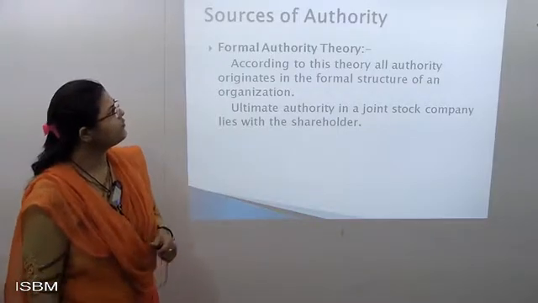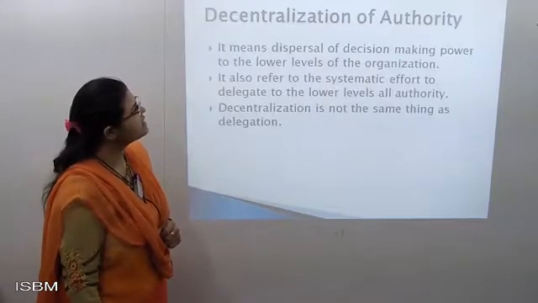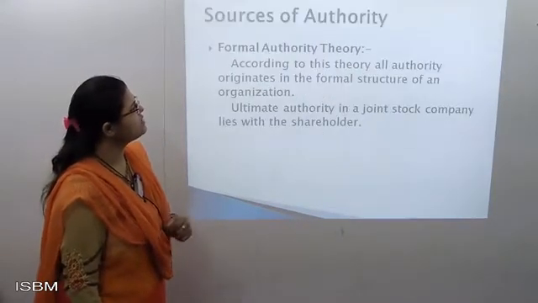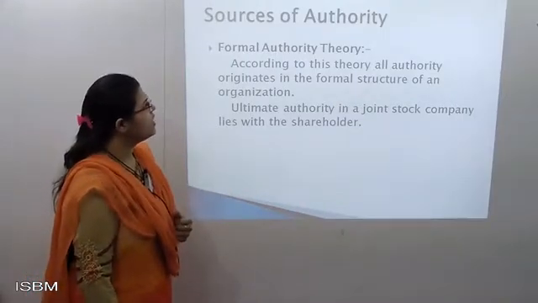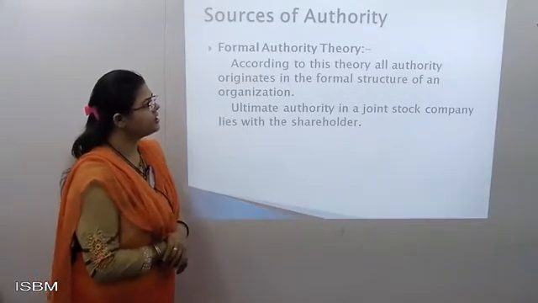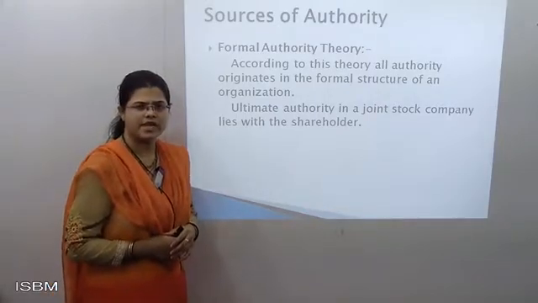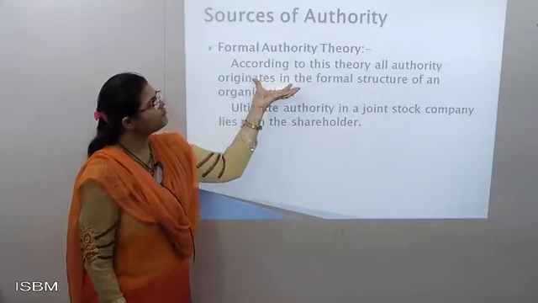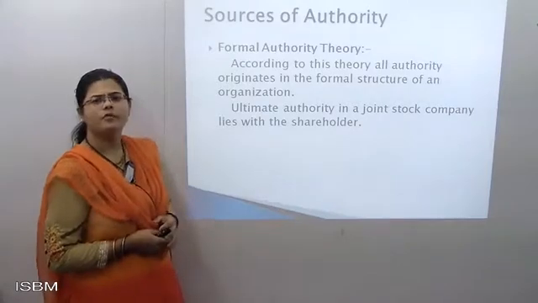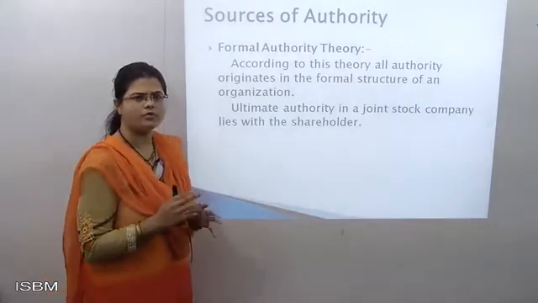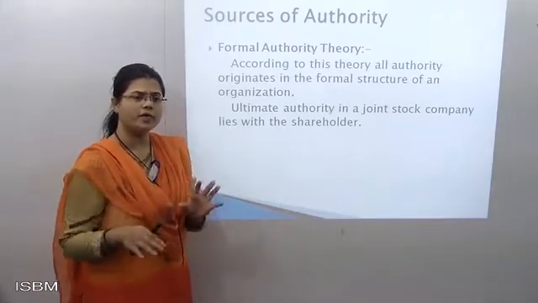Now the sources of authority. You have three types of different theories: the formal way, the acceptance theory and the competence theory. With the help of these three different theories, the authorities are passed. First, the formal way. According to this theory, all the authority originates in the formal structure of an organization, usually a joint stock company, which lies with the shareholders. It is a formal way, because when the authorities are passed, you perform your duties according to the company, not on a personal basis. You are performing according to the company, and according to that only you perform a theory.